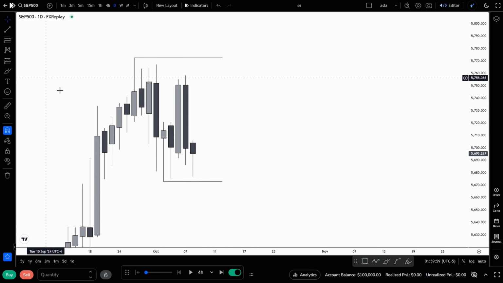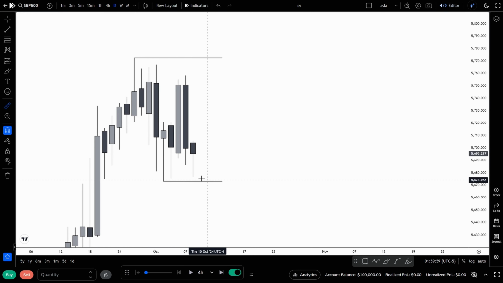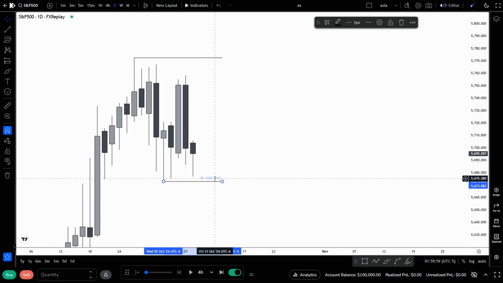In this type of condition, the first thing I do is mark the external boundaries of the range. I mark the external low and the external high. Once those levels are defined, I am looking for one of two things to happen.